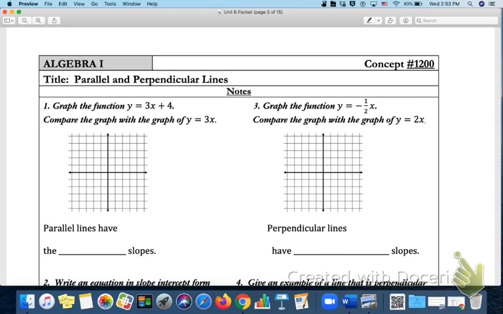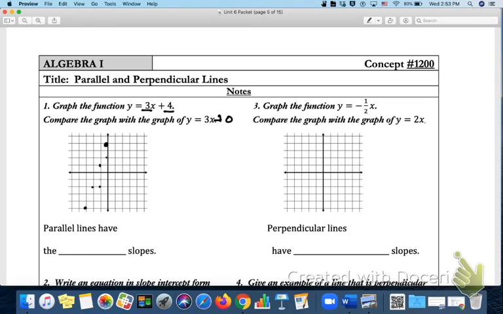Number 1 says graph the function y equals 3x plus 4 and compare that with the graph of the function y equals 3x. So let's first look at the first equation, y equals 3x plus 4. We need to identify that the y-intercept is 4 and the slope is 3. So we start at 4 on the graph. If I go up 3 and right 1, I'm going to come off the graph, so I'm going to go down 3 and left 1, down 3 and left 1.